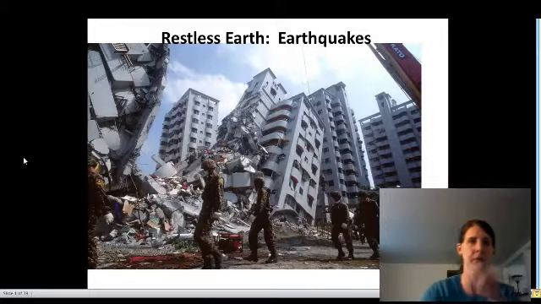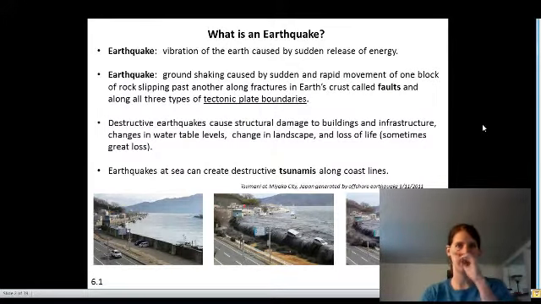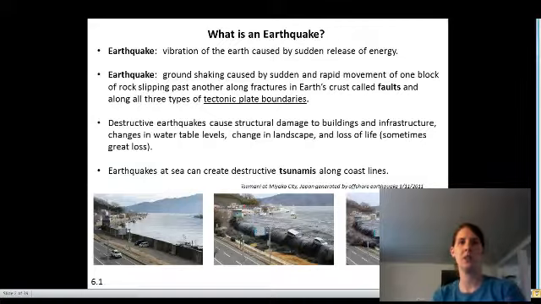Okay, here we go. So we're going to move on to earthquakes. We talked a little bit about that when we talked about the waves and how they move through the Earth's interior. But let's talk more about earthquakes specifically. So what is an earthquake? In short, an earthquake is just the vibration of Earth caused by a very sudden, very large release of energy.